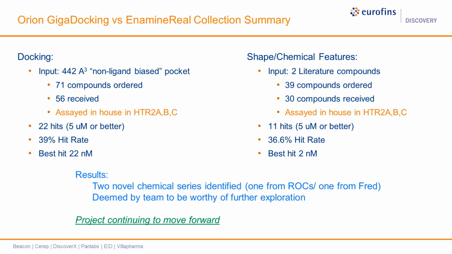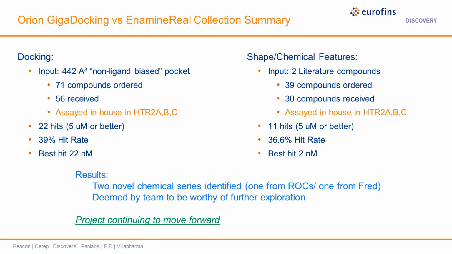For the search based on shape and chemical features, we had 2 literature compounds as inputs. We ordered 39 compounds and received 30. Again, we tested them against the serotonin 2 receptors in-house. We got 11 hits, about a 37% hit rate, and the best hit was 2 nanomolar.